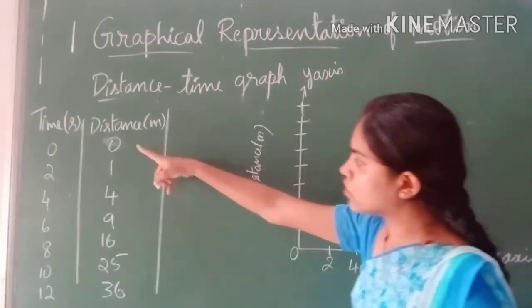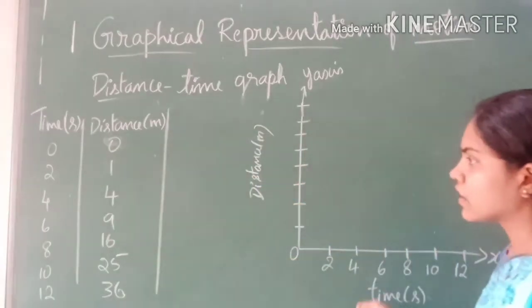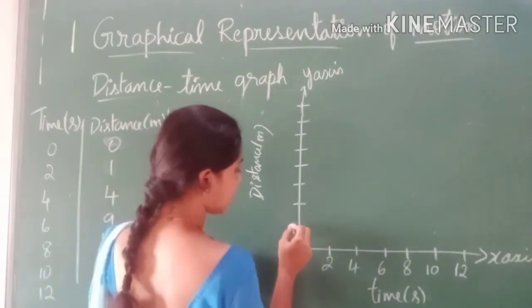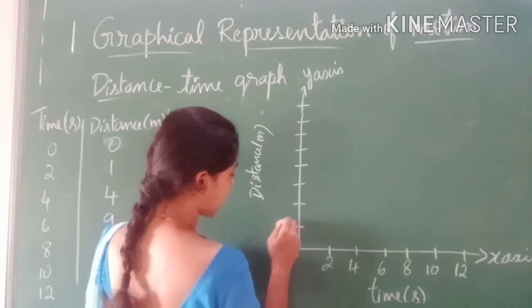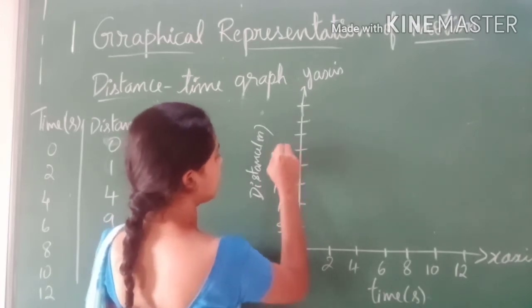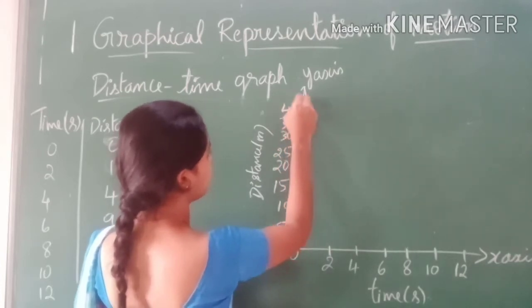What is the last value? Least value is 0. Last value is 36. So take the graph. Okay, 1 unit is equal to 5 meter. You consider 5, 10, 15, 20, 25, 30, 35 and 40.